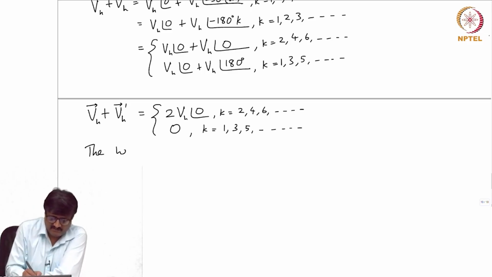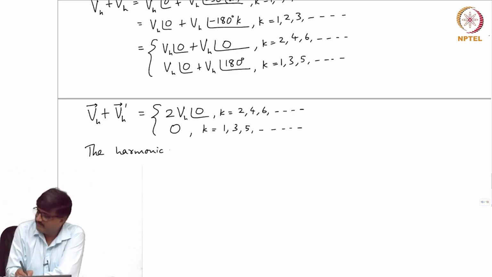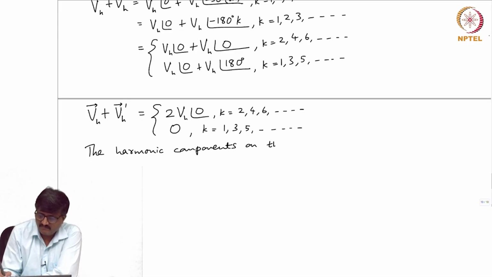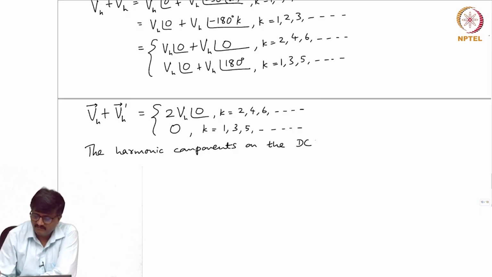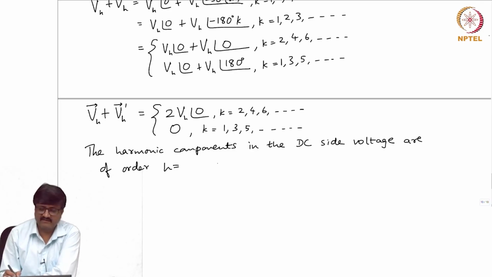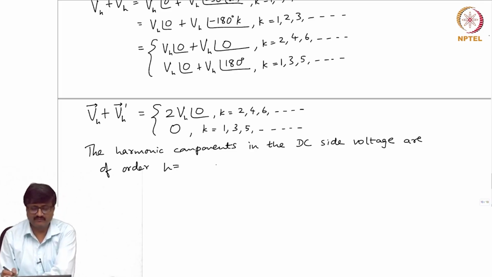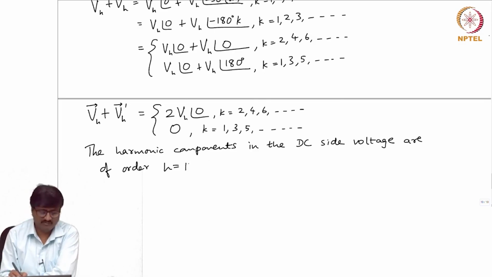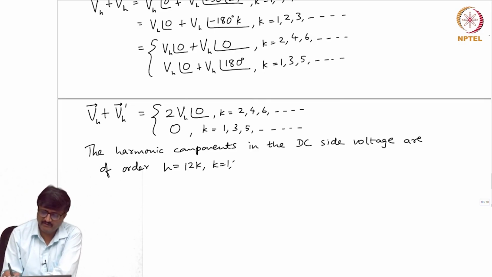So, the harmonic components in the DC side voltage are of order H equal to, so instead of saying H equal to 6k, k equal to 2, 4, 6, what I will say is H is equal to 12k, k is equal to 1, 2, 3, and so on.